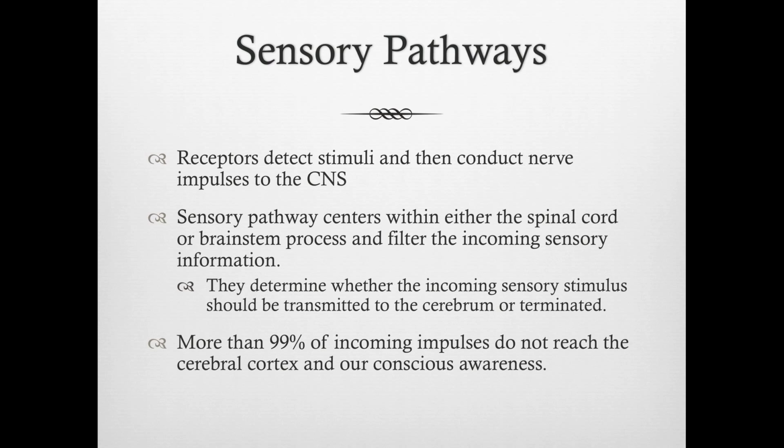So if we delve into sensory pathways specifically, everything starts with a receptor. And this is something we want to keep in mind when we think about the sensory aspect of nervous information. Receptors are going to detect that stimuli, and they're going to conduct that nerve impulse to the CNS. Now, sensory pathway centers within either the spinal cord or within the brainstem process, they're going to filter incoming sensory information. And this is vital. This is so important because they're going to determine whether the incoming sensory stimulus should be transmitted to the cerebrum or terminated. And this is very important.